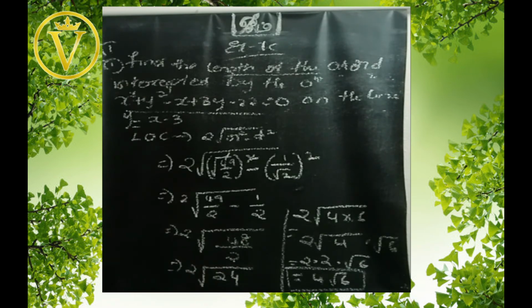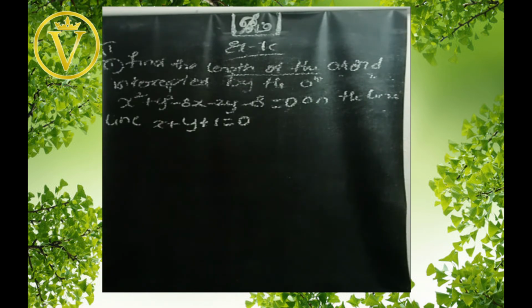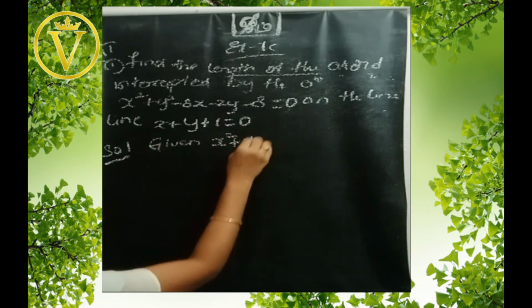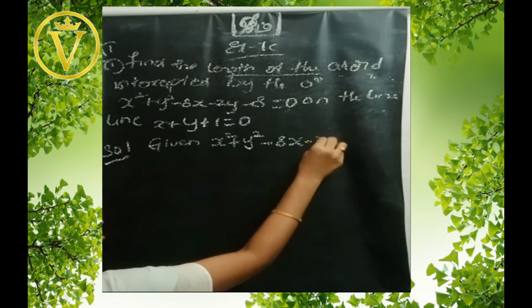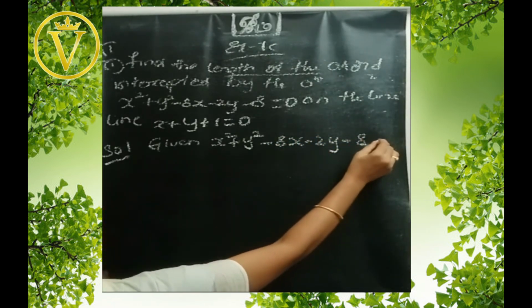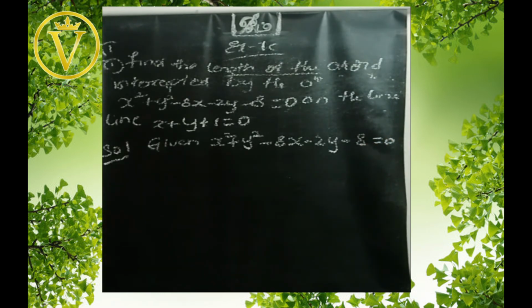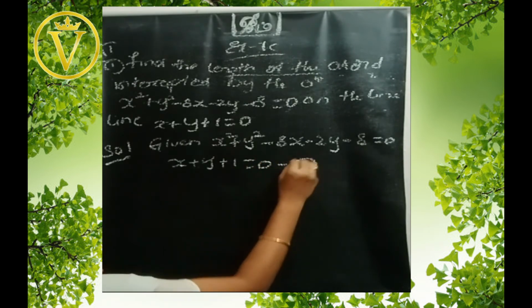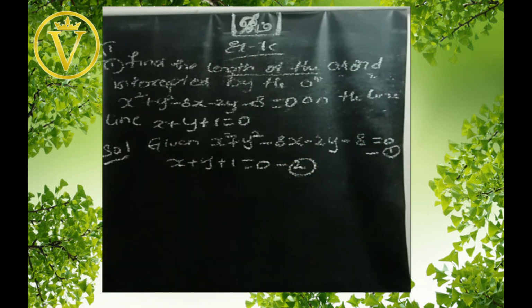Next we go for the second problem. So this is our next problem. They have given a circle equation same as the previous problem. We have to use the same method but the answer is different. First, what we have to write: given x square plus y square minus 8x minus 2y minus 8 equals 0. Next one is x plus y plus 1 equals 0. Let this be equation number 2 and let that be equation number 1.